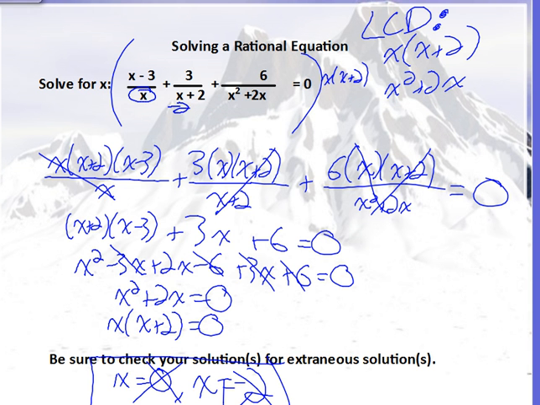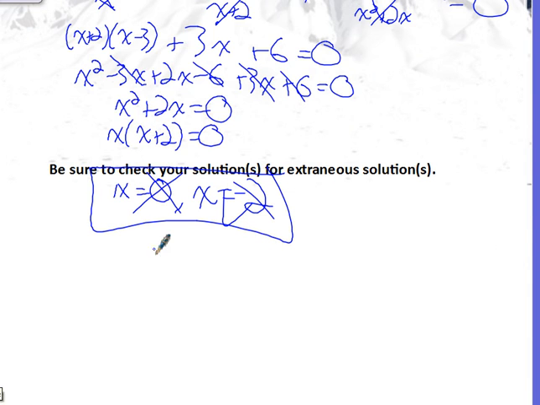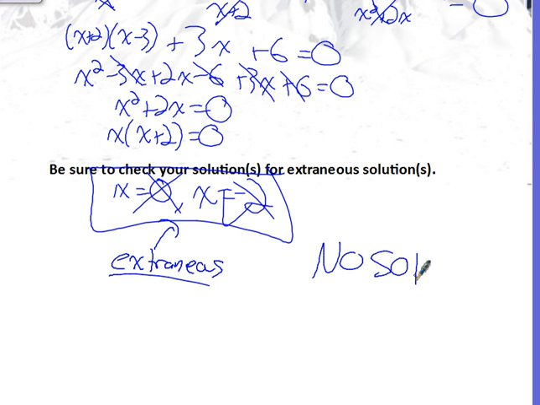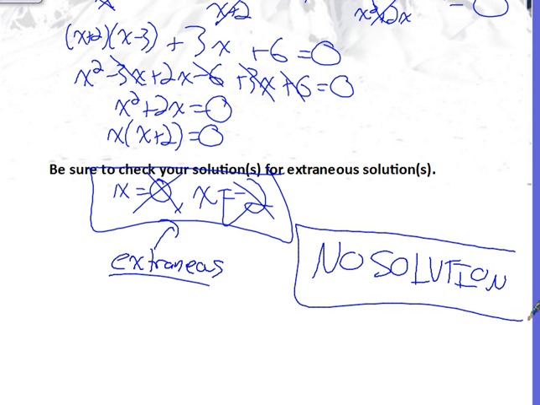So both of these here are what we call extraneous solutions, or extraneous roots. So the final answer here would be no solution. Alright, so we did all that work for nothing, basically, except to find that it didn't have a solution.